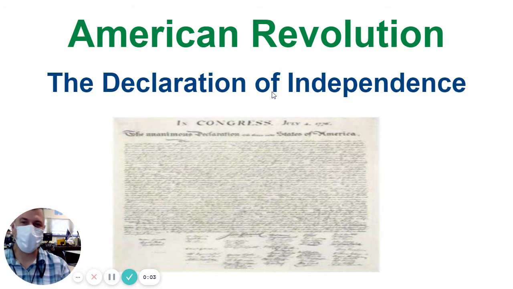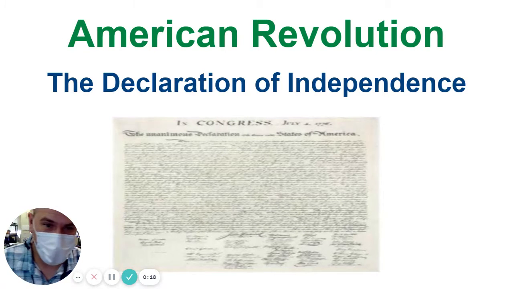Hey, class, welcome back. We are still talking about the American Revolution today, and today we're talking about the Declaration of Independence, because the Declaration of Independence was signed during the middle of the American Revolution. It was signed about a year or so after the revolution started. And that's what we're talking about today.